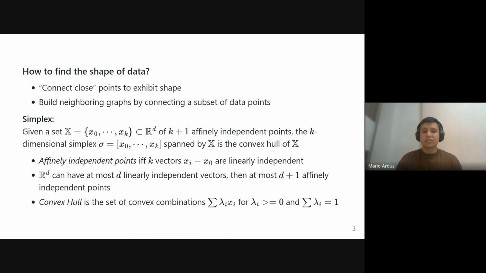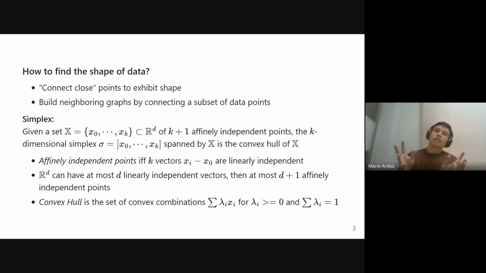And what is this convex hull? This convex hull is just going to be the convex combination of all the points that we have. We can also think that a convex combination is just a weighted sum of all of our points, where the weights have to be positive or 0, and they have to sum to 1.